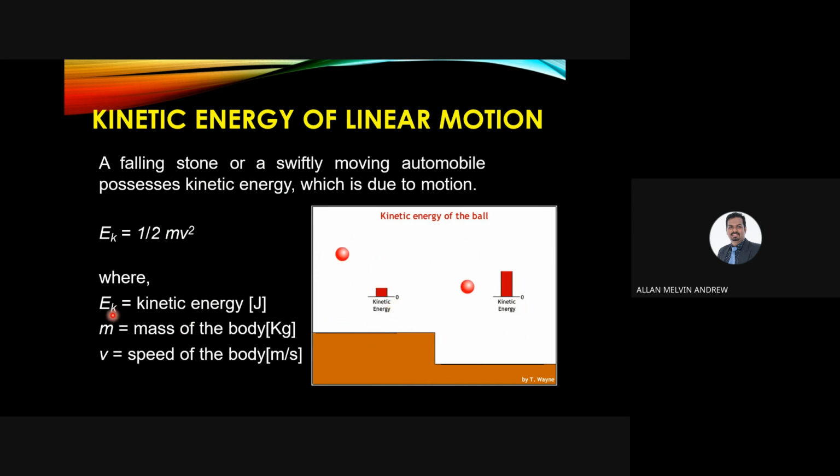Okay, so Ek is kinetic energy, and we measure it in joule. m is the mass in kilogram, and v is the speed of the body in meter per second. We can use this formula to calculate the kinetic energy of the linear motion. So let's see an example for this.